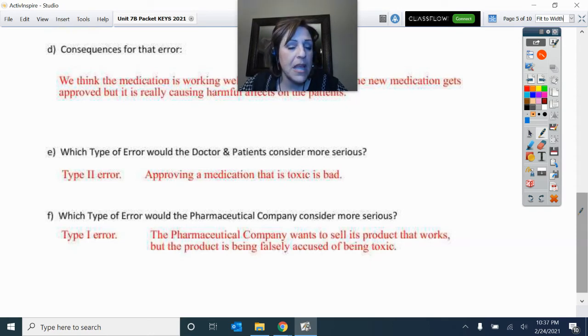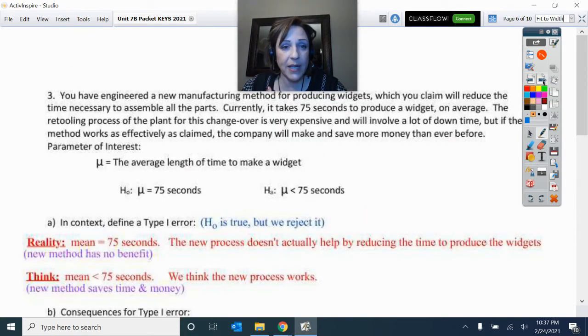Okay. Which type of error would the pharmaceutical company consider more serious? Well, they would definitely hate that they have a product that works, and it's being falsely accused of being toxic. So that's that type 1 error. So the pharmaceutical company would definitely be upset if they're being falsely accused of being toxic. Okay. And our last one here.